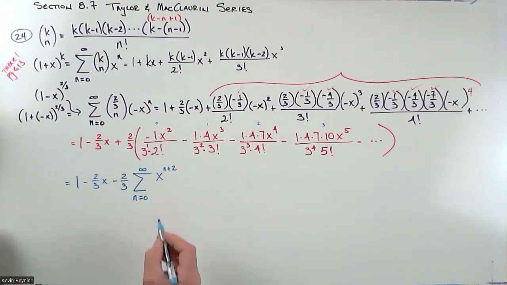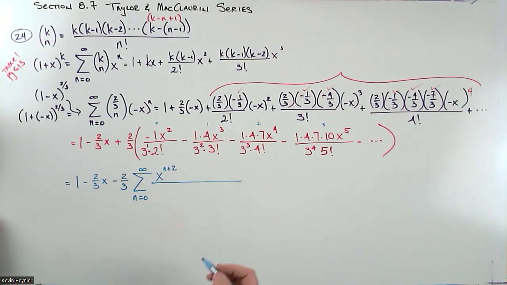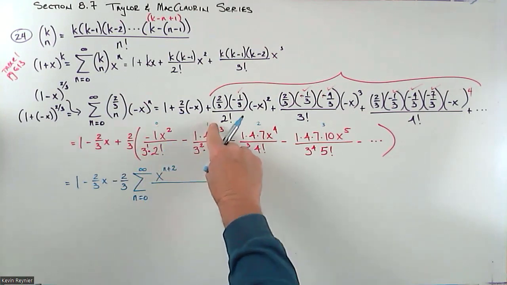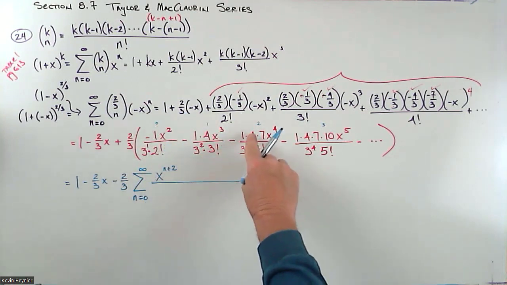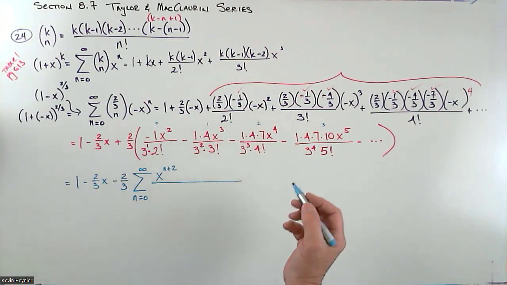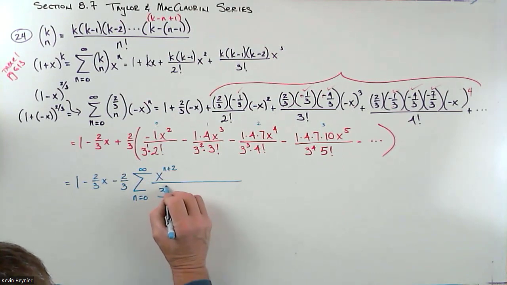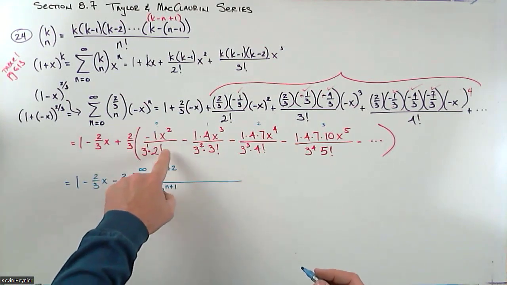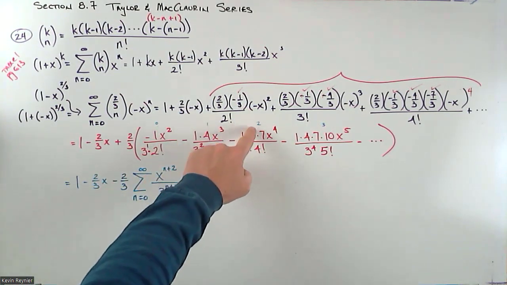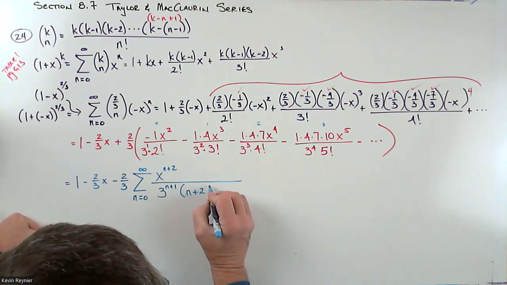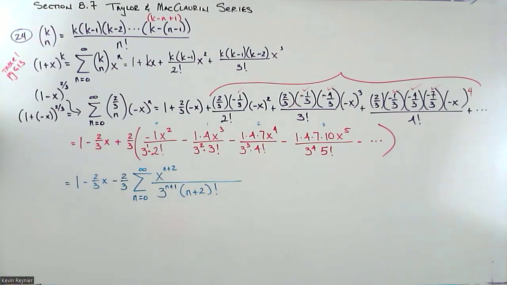Okay. What is our denominator? Well, this is when we plug in 0 and we get 3 to the 1st. This is when we plug in 1, we get 3 squared. This is when we plug in 2, we get 3 to the 3rd. So there's one more 3, right? So we're going to have 3 to the n plus 1 there. Now, what about our factorial? Well, 0 gets us 2 factorial, 1 gets us 3 factorial, 2 gets us 4 factorial. So that's going to be n plus 2 factorial.